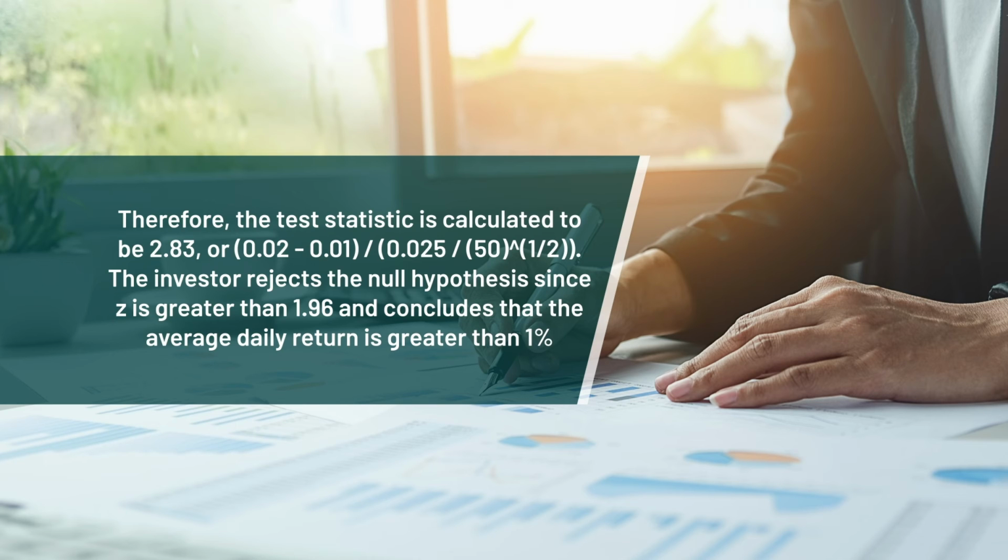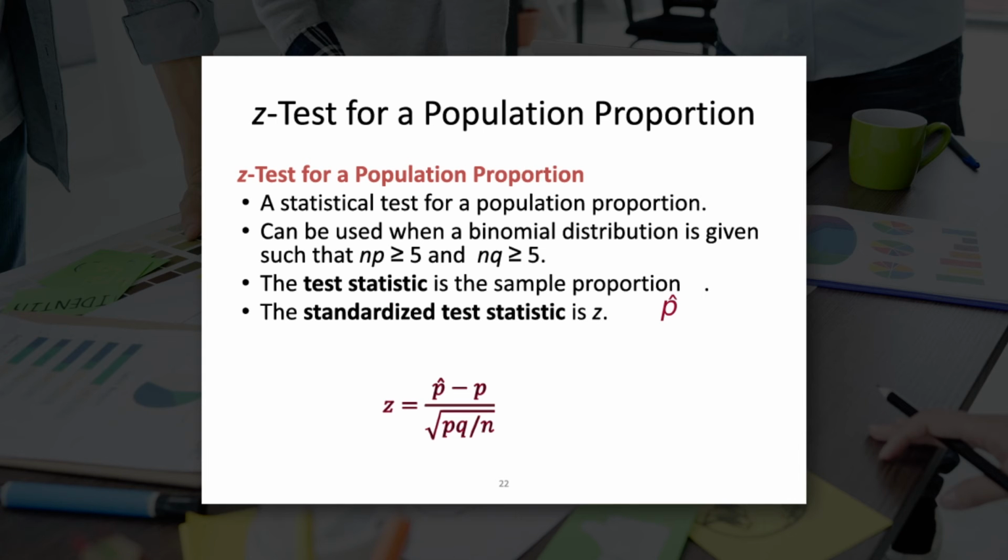And then we have: the investor rejects the null hypothesis since Z is greater than 1.96 and concludes that the average daily return is greater than 1%. So, Z test for a population proportion.